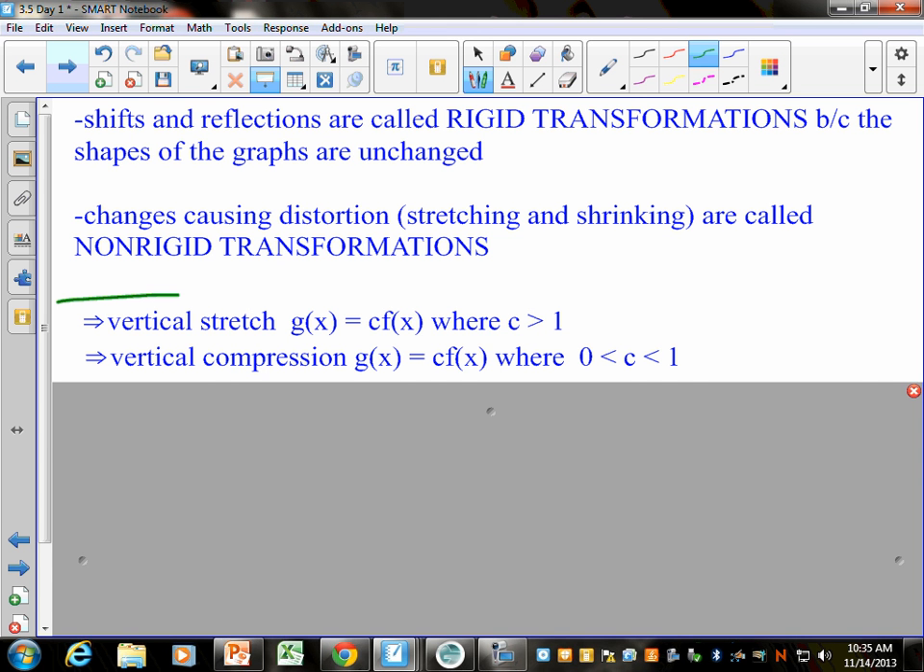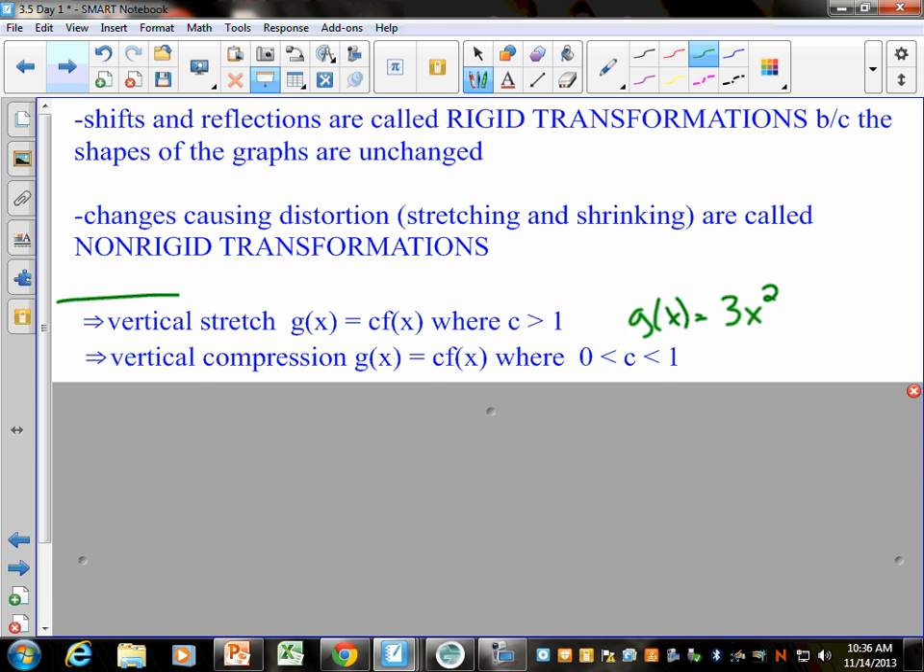Notice that both of these, a vertical stretch and a vertical compression, are when the number is multiplied out front. What makes the difference between a stretch and a compression is what C is, whether C is bigger than 1 or whether C is a fraction between 0 and 1. So an example of a stretch would be if I said g of x equals 3x squared. The 3 is outside the function, and that's bigger than 1, so we would say that it's stretched 3 times. So it's 3 times as skinny. Instead of going over 1 up 1, you'd go over 1 up 3.